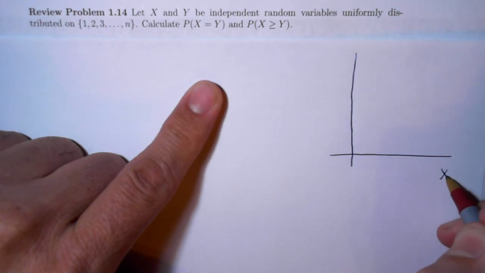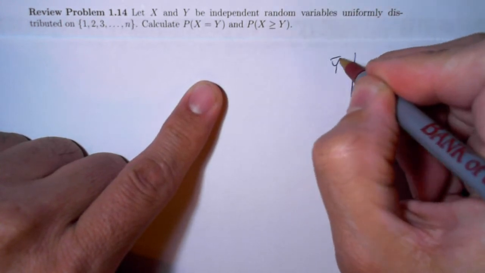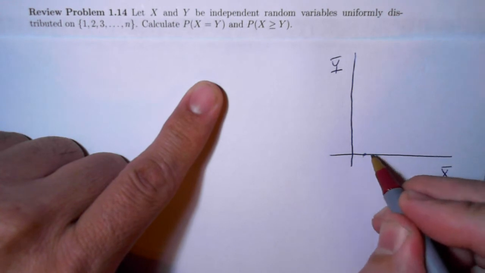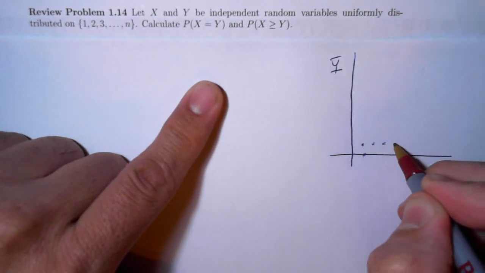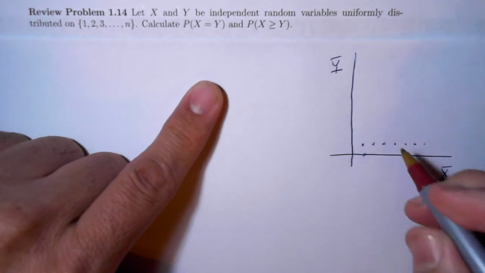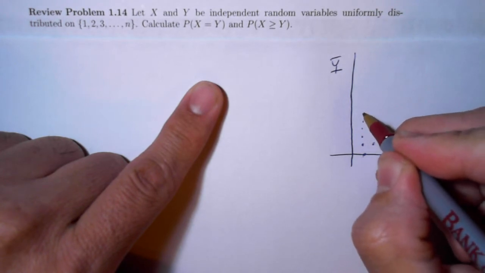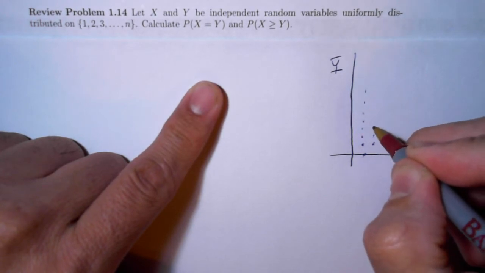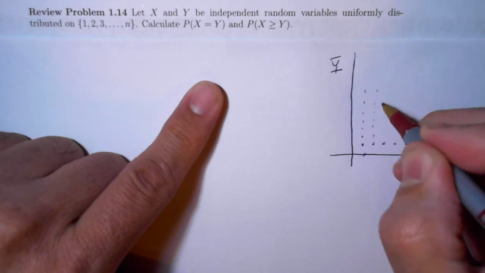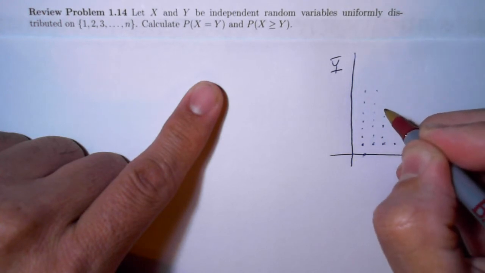So imagine we have the x-coordinate and the y-coordinate, and the x-coordinate can be anything from 1 to n. So I'll just draw it like this. And the y-coordinate can be anything from 1 to n. So we have a picture of possible x and y coordinates that look like this.